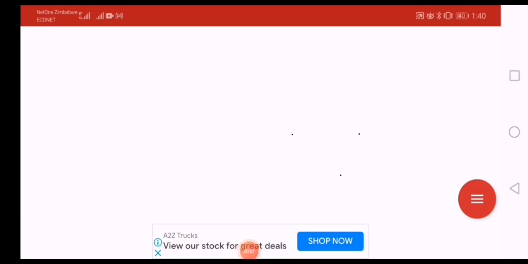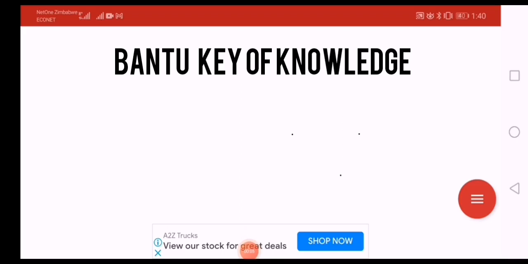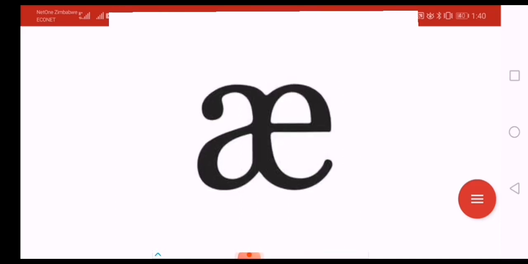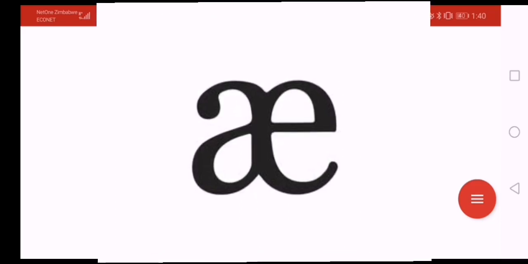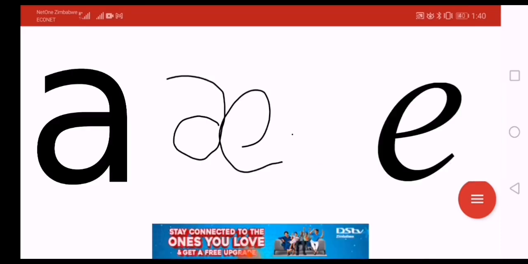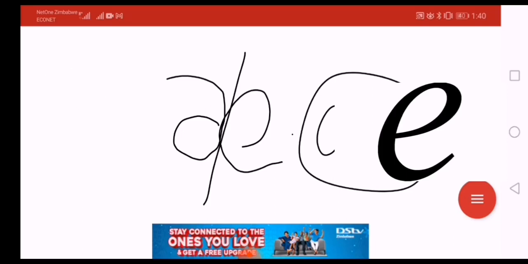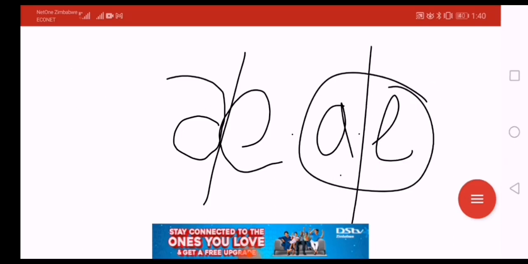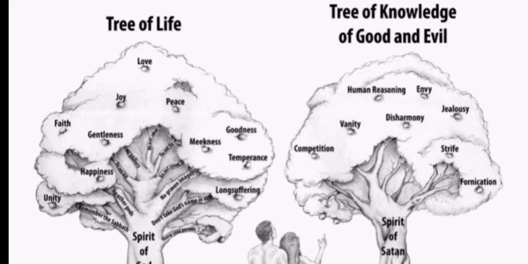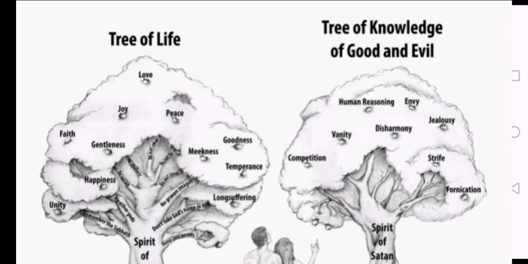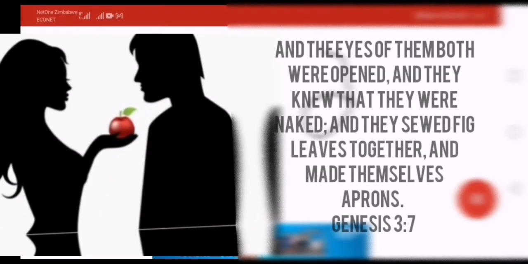I'm going to take the time to introduce and describe the Bantu key of knowledge, which is the ash tree. So the ash tree is A and E. The way this works is that the A and the E are now separate, but A and E used to be the same thing, but this was separated. This separation is the difference between good and evil. This is how the knowledge of Adam and Eve separated them from God. And then everything was different.